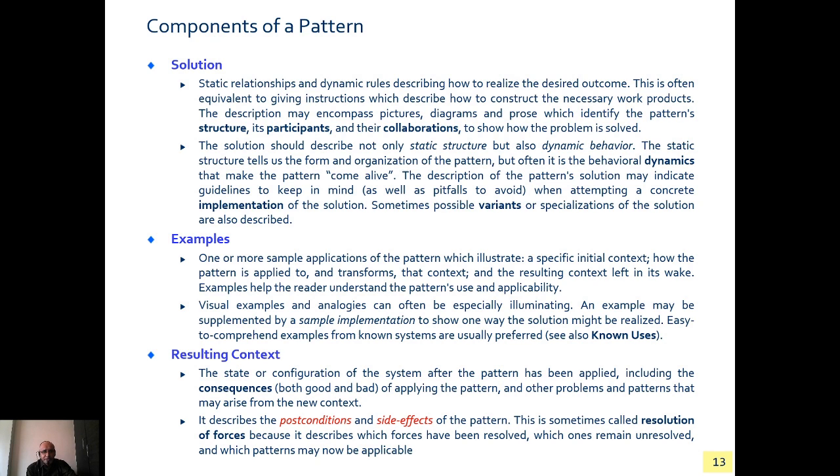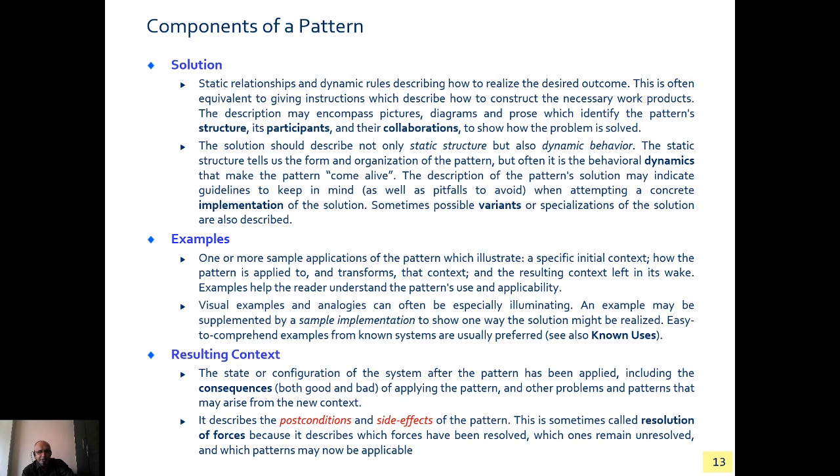alternatives here. Examples of the patterns illustrate specific initial contexts. Visual examples and analogies, that is, known uses, have been related to known uses. So a sample implementation has always been shown. If you refer to any literature on patterns, it will indicate how the code fragment has been written, how the design will look, right?